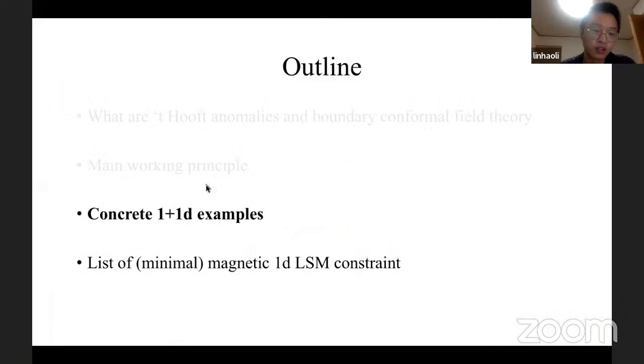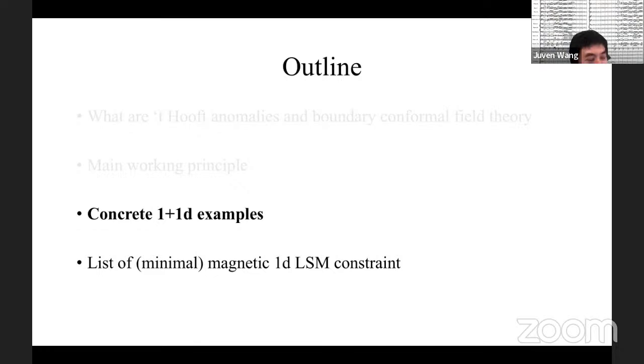So now to show how this argument works in the 1+1 dimensional CFT we are discussing. Can you explain the previous slide again? What is the working principle?